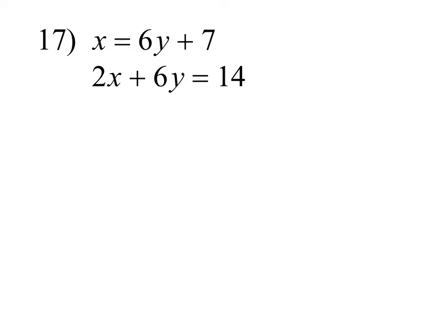Number 17 gets a little more complicated. In number 17, I've got an entire expression here, 6y plus 7, that is equal to x, which means wherever I see my x number in the second equation, right here, I can replace it, but I have to replace it with this whole thing right here, this whole expression.